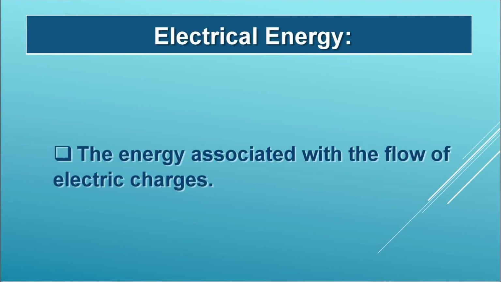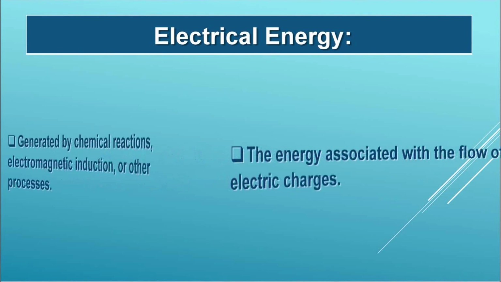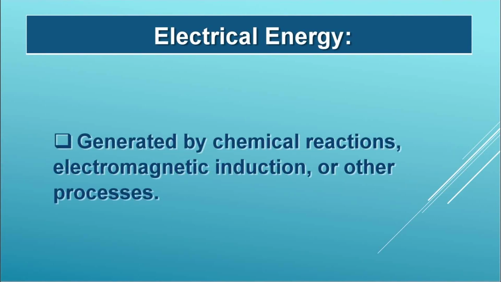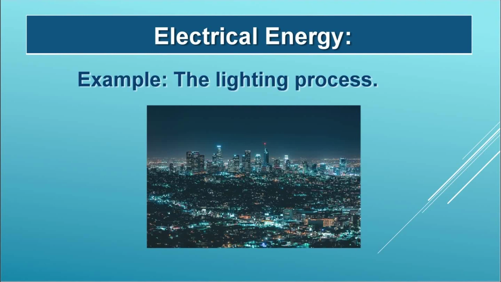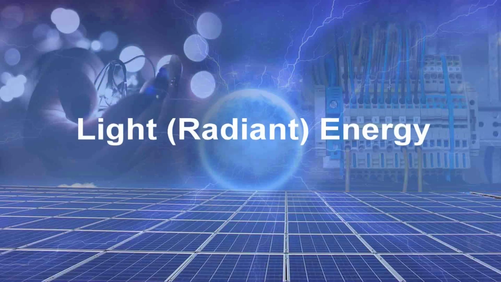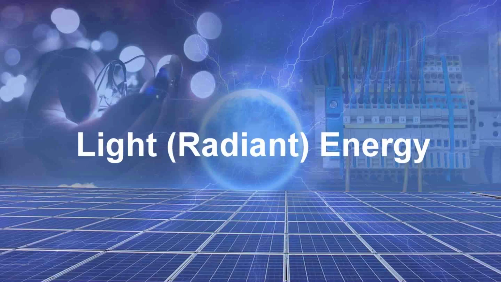Next, electrical energy. Electrical energy is the energy associated with the flow of electric charges called electrons. It can be generated by chemical reactions, electromagnetic induction, or other processes. It can be found in batteries, power lines, and electrical circuits. An example of natural electrical energy is lightning. Next, light or radiant energy.